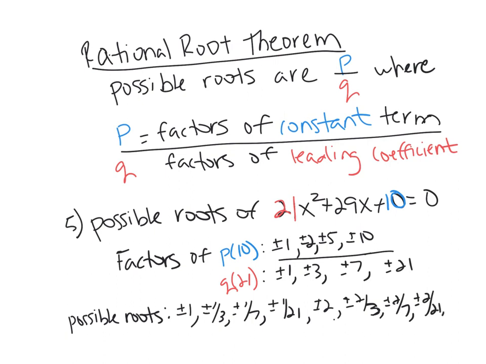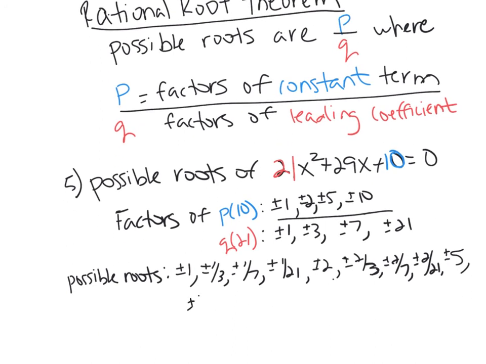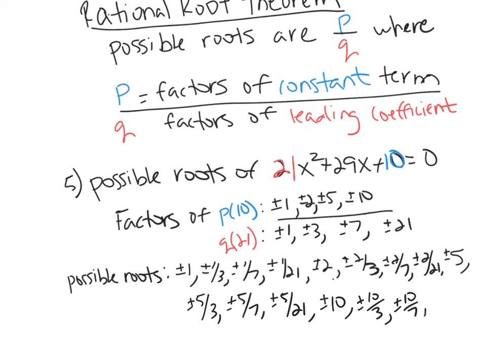Again, that is it for numerator of 2, so let's go to 5. I can have 5 over 1, 5 over 3, 5 over 7, and 5 over 21. So that's it for 5. Lastly, I can do 10. I can do 10 over 1, which is 10. I can do 10 over 3, 10 over 7, and 10 over 21.